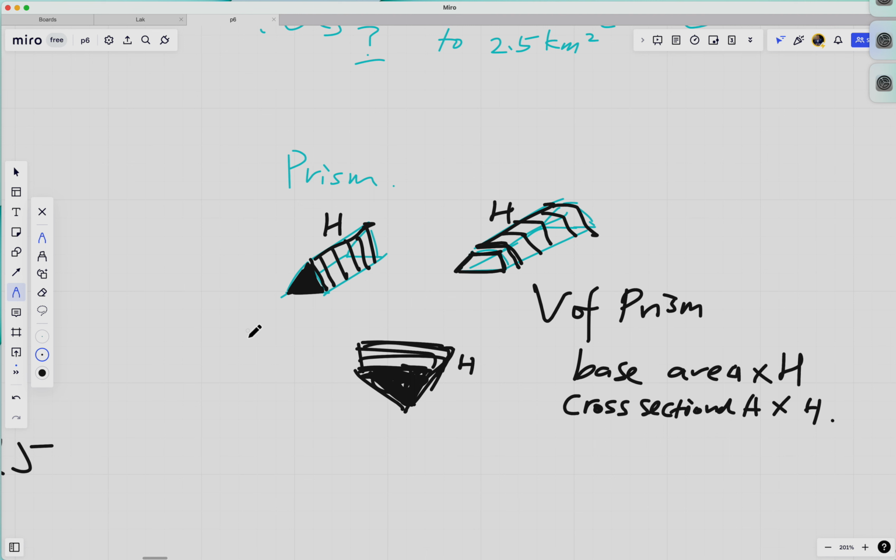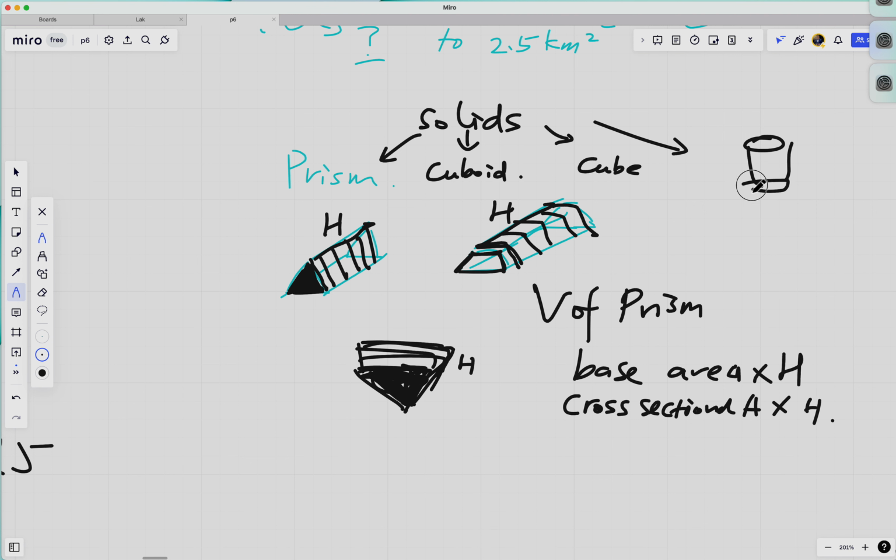Okay? So basically we consider these solids. Among solids you have the prism, then you also have the cuboid, this one. So you also have the cube, right? Then you also have the cylinder, right? Did they test cylinder this time around? No, right? Oh, okay, never mind. So cylinder is also one type of solid.